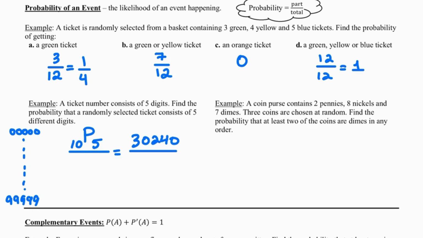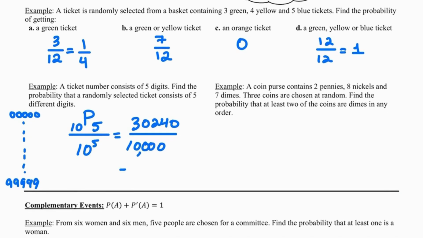But how many tickets are there in total? Well, if you're starting from 00000 to 99999, there's 10 digits, 5 different spots. So each spot has 10 different possibilities. So 10 times 10 times 10 times 10 times 10, or 10 to the 5th, or 100,000 different tickets. So if you put that in the calculator, and some of y'all I've found out don't know about math enter, if you put in 30,240 divided by 100,000, press math enter, it will give you the most reduced fraction.